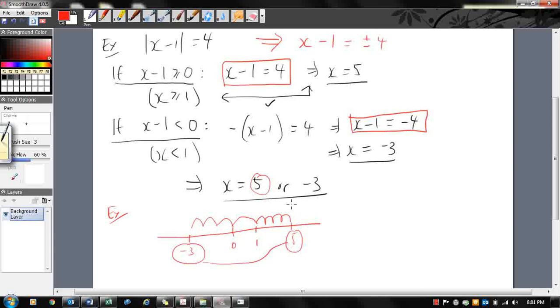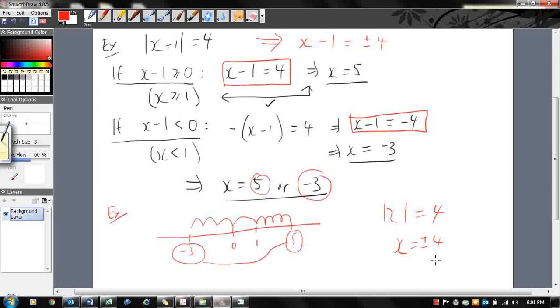So you can actually find that out geometrically. Just interpret this geometrically: the distance from x to the point 1 is equal to 4. And you'll see the distance to the point 1 is equal to 4 in both of these two situations. Fantastic. If it was just modulus of x equals 4, that means the distance of x from 0 is equal to 4. And of course the answer to that would be plus or minus 4. Okay, so that's just an introduction into how modulus works.